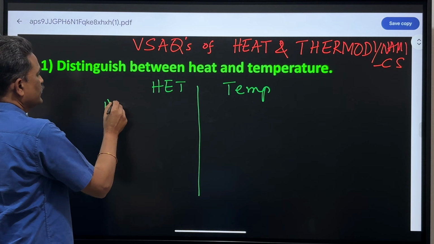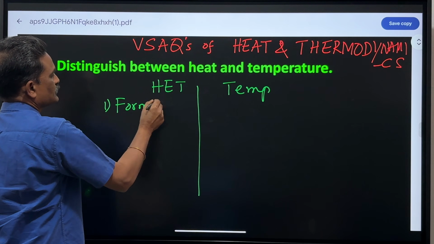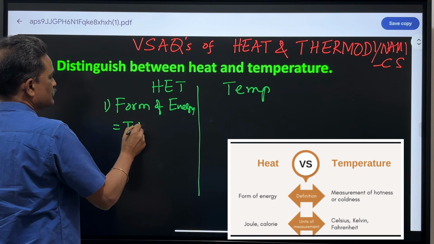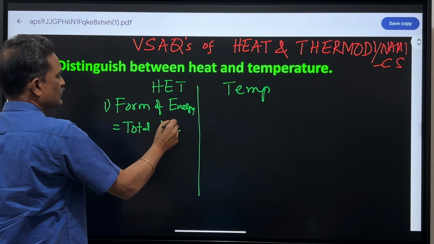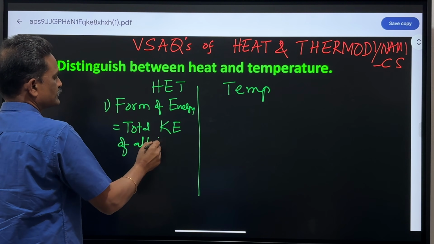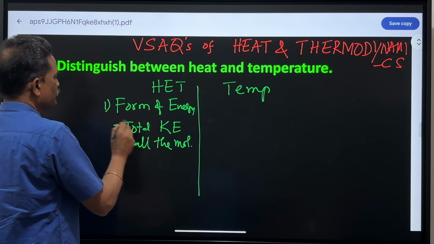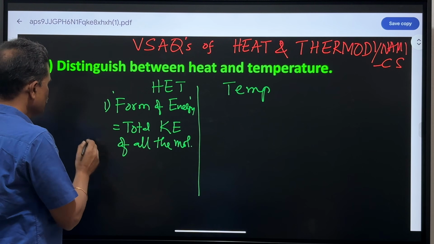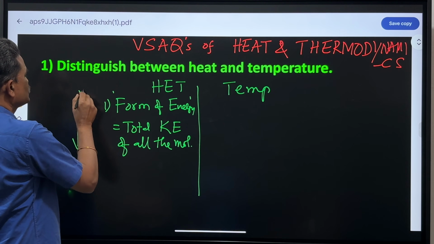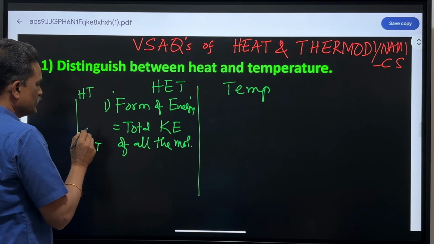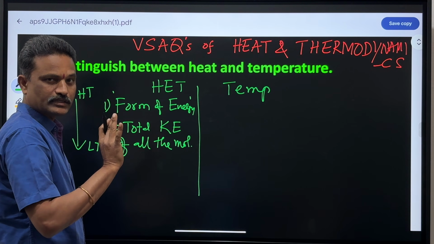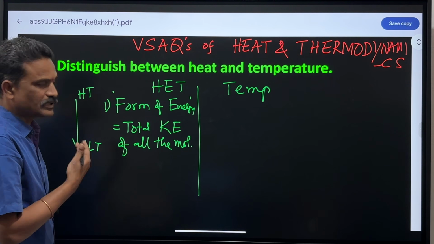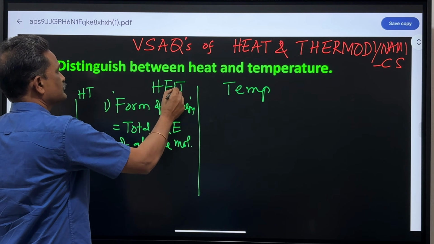The first one is heat is a form of energy. So which energy? It is the total energy or total kinetic energy of all the molecules. So simply if you write, it is a form of energy which always goes from high temperature to low temperature. So heat cannot stay at a particular place. It always moves from high temperatures to low temperatures. That is the first definition.